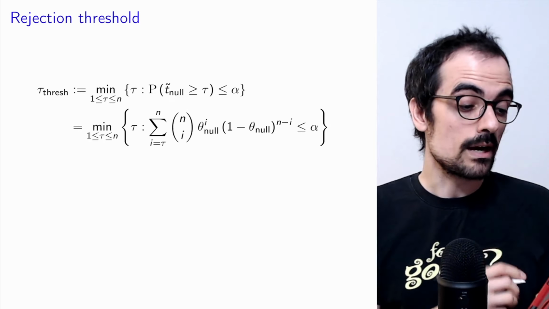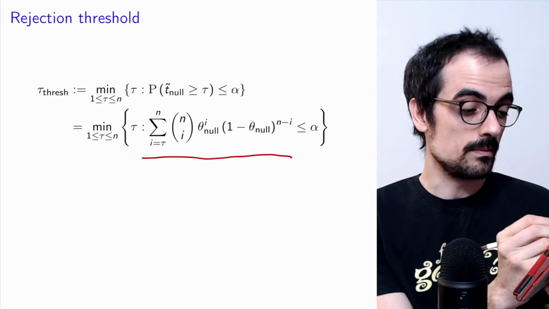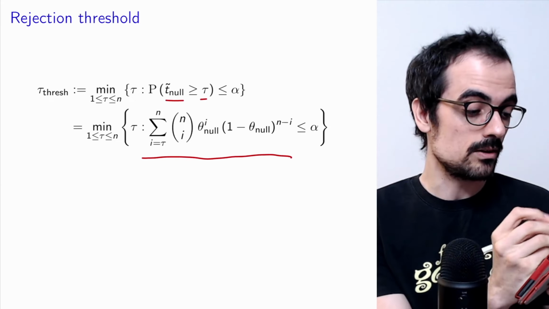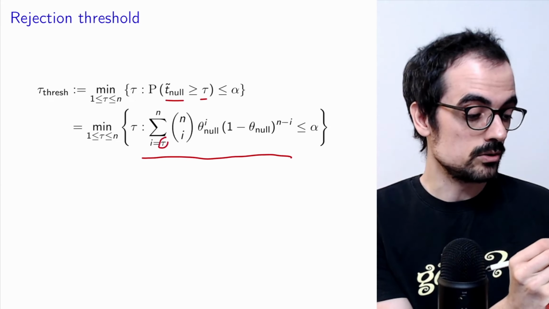But we can actually write the p-value in terms of the PMF. The probability that this is greater than tau is just the PMF summed from tau to n. And we need that to be smaller or equal to alpha. So we can just compute this for all the possible values of tau and check what is the smallest one where we are below alpha.